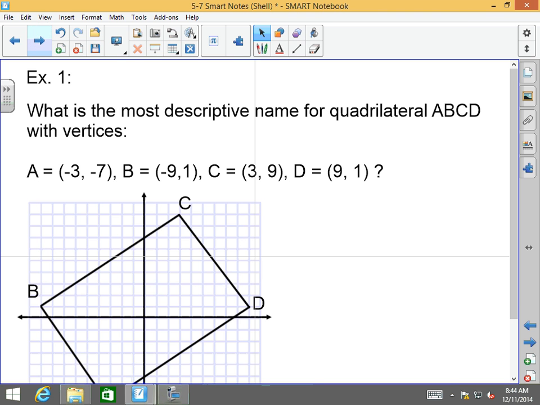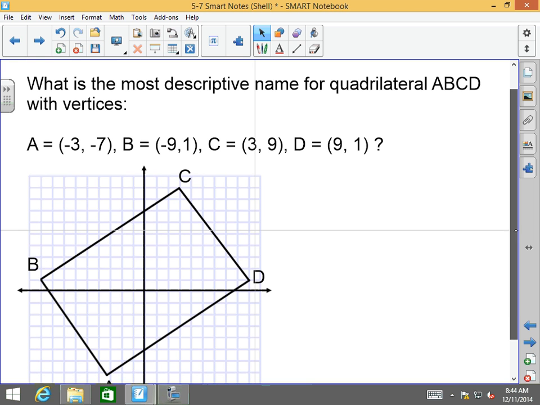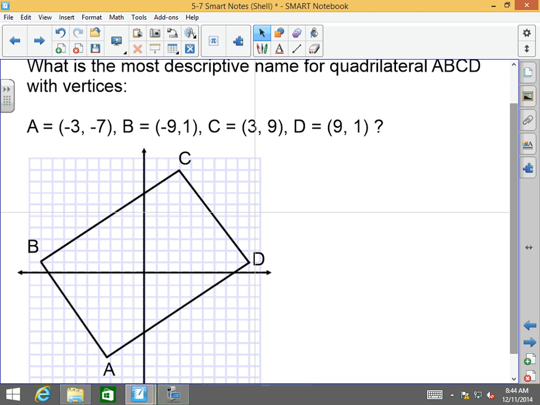Okay, let's get to it. What is the most descriptive name for the quadrilateral ABCD with vertices A, B, C, D being given? Now, a lot of people will look at that and they'll just shoot out names. Oh, it looks like this. It looks like that. It looks like the other. Looking like things means nothing in geometry, guys. I'm sorry. You have to prove. Now, let's see what we can prove.